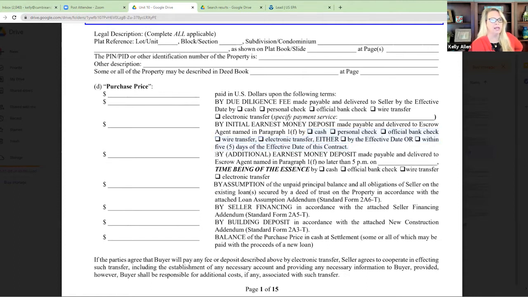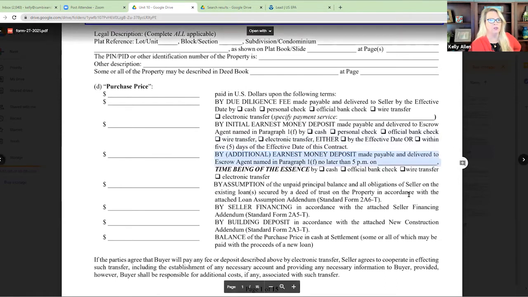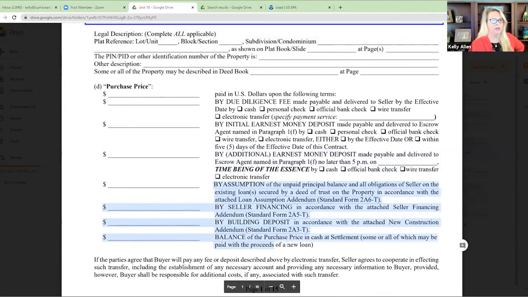Okay. Now, it's not so usual, but sometimes there might be additional earnest money that may arrive later. That's where you would address that. Now, the rest of this area, well, really to here, are less common.